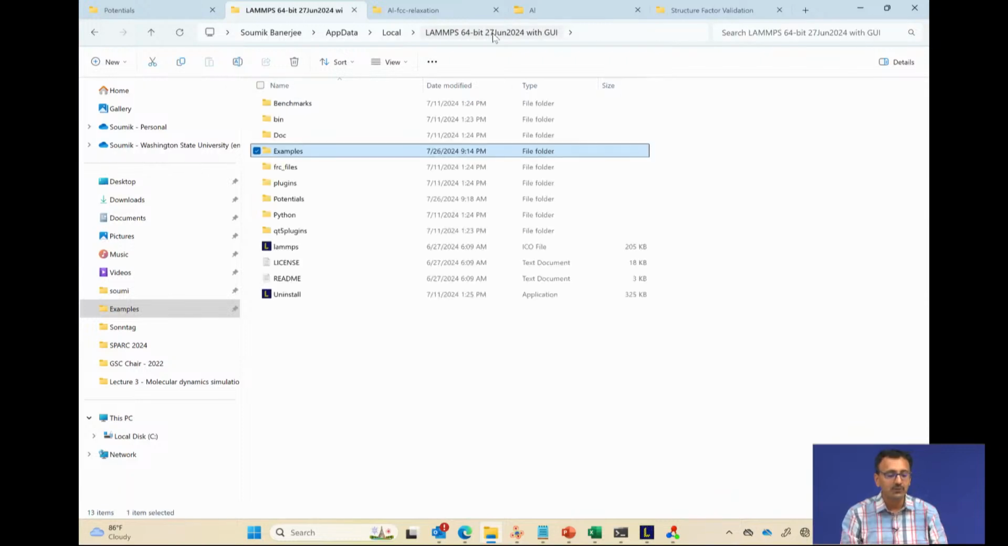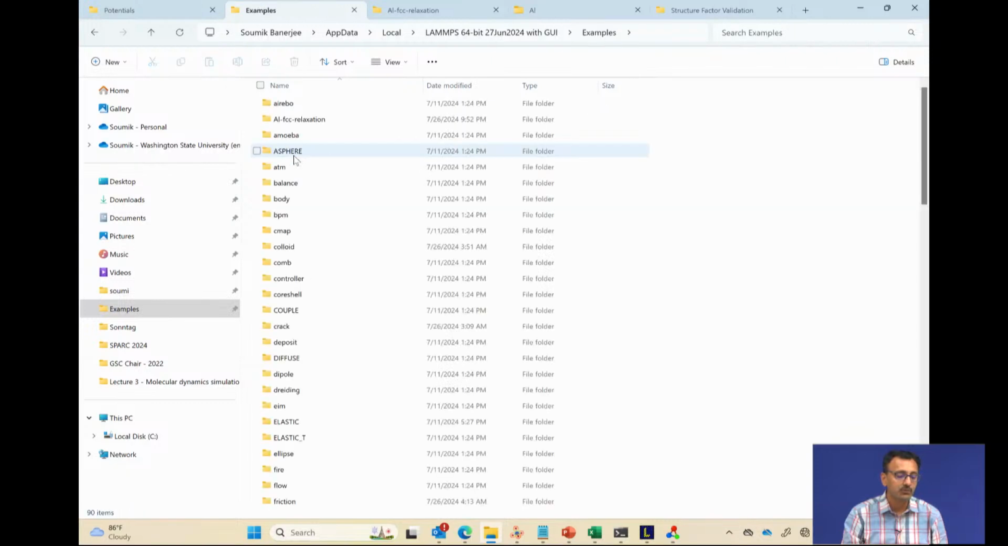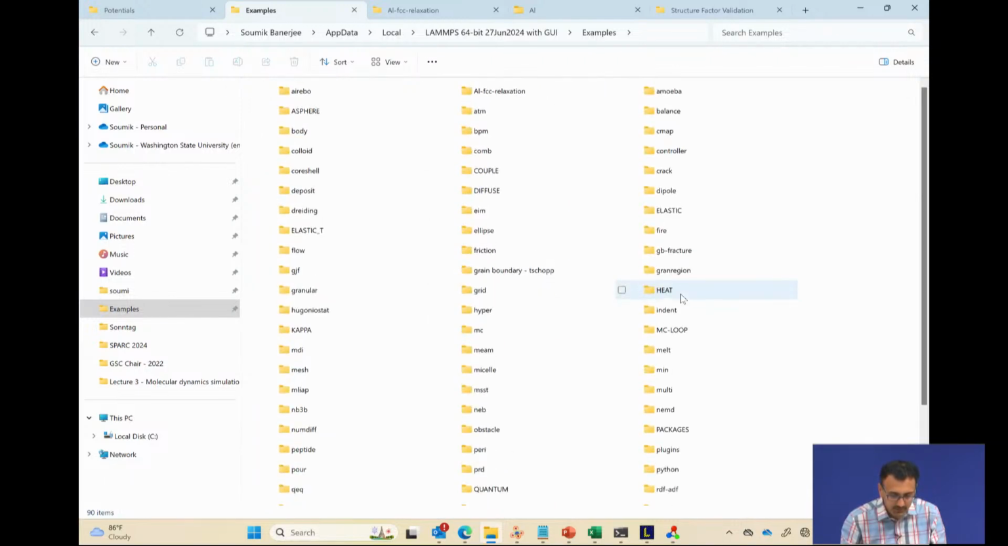So if you download LAMMPS, it comes with the source files and everything and the documentation, and this is the folder that I was referring to. Examples. I can increase the font size here. Maybe it's difficult to see it. Yeah. So each of these folders correspond to some sort of a computational experiment, if you want to call it that, for very many different kinds of systems, materials, and different potentials.